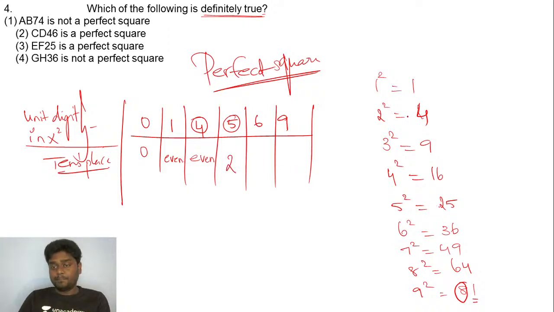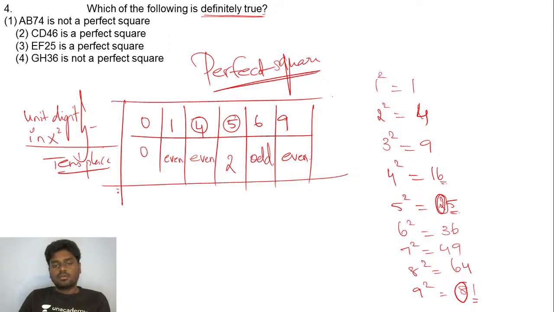So listen carefully. Always when you have 5 in the unit digit, and you take the square of it, the tens place will always be 2. And if you have 6, in the tens place you'll get an odd. And if you have 9, in the tens place you'll get an even. So listen very carefully, these are the constraints that we have got. So now let me go for the options.